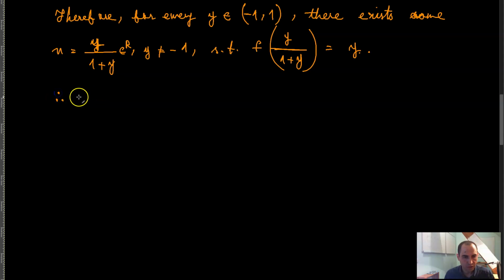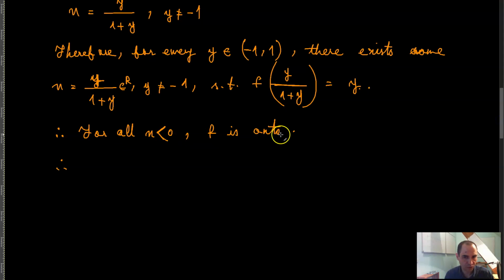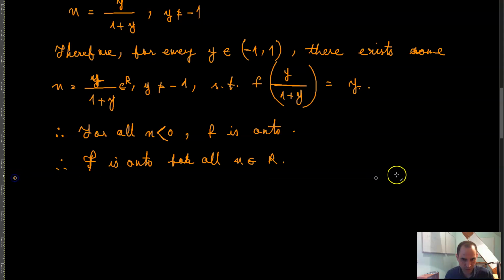So therefore you can say that for all x's less than 0, f is onto. And therefore now we have shown over here that for all x's greater than or equal to 0, f is onto, and over here we have shown that for all x's less than 0, f is onto. And therefore you can say that f is onto for all x belonging to the set of real numbers, right? So that is how you would solve this problem.